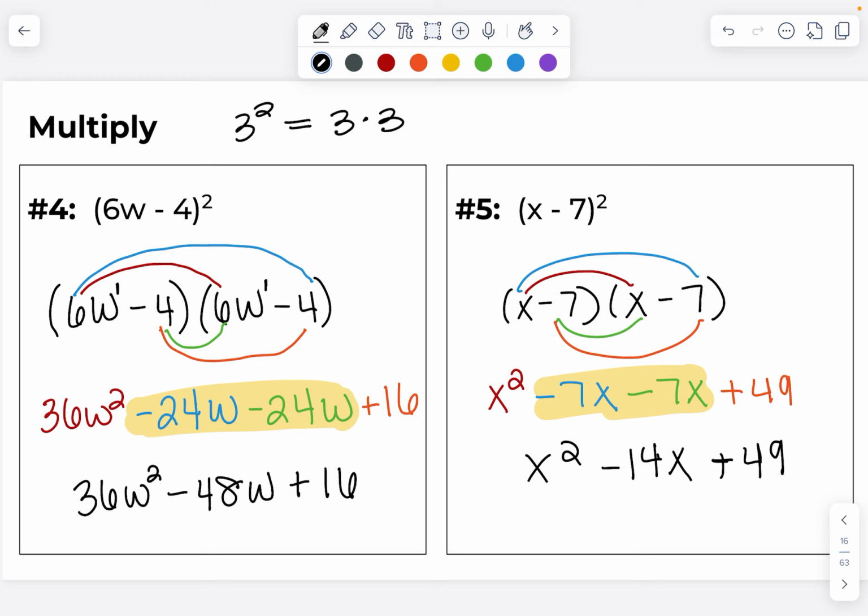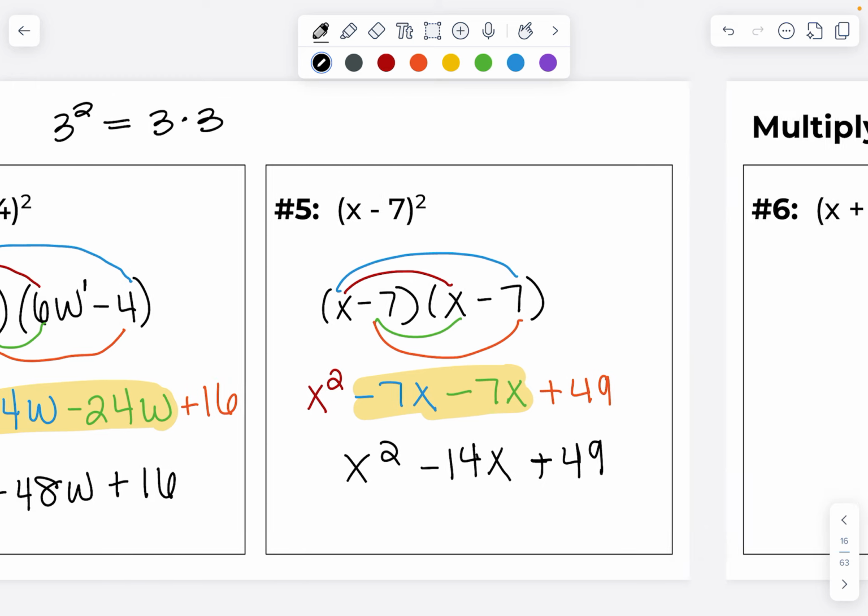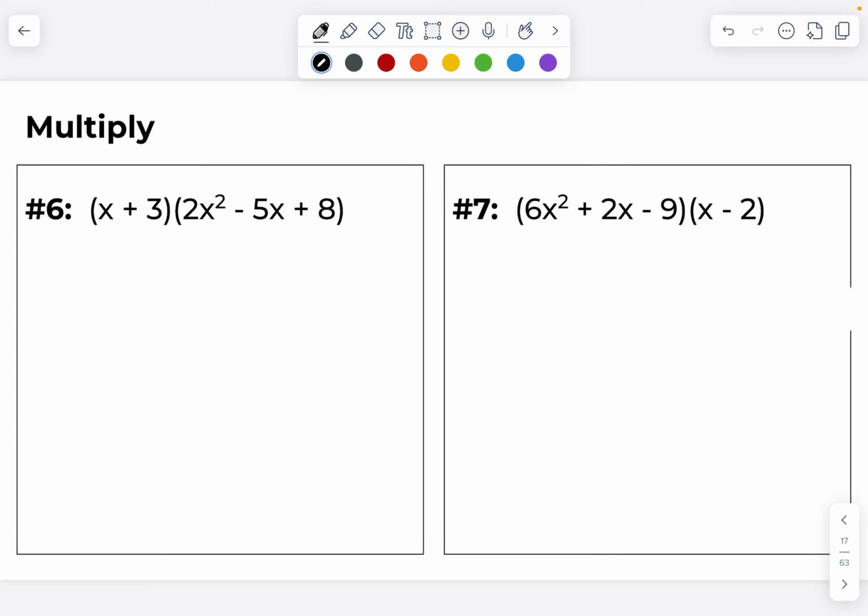Okay. So now, instead of doing something with two terms times something with two terms, we're going to level it up a little bit and take something with two terms times something with three terms. Now, there is no fun mnemonic for this one, so you just have to remember the process on your own. But the process is going to be the same.